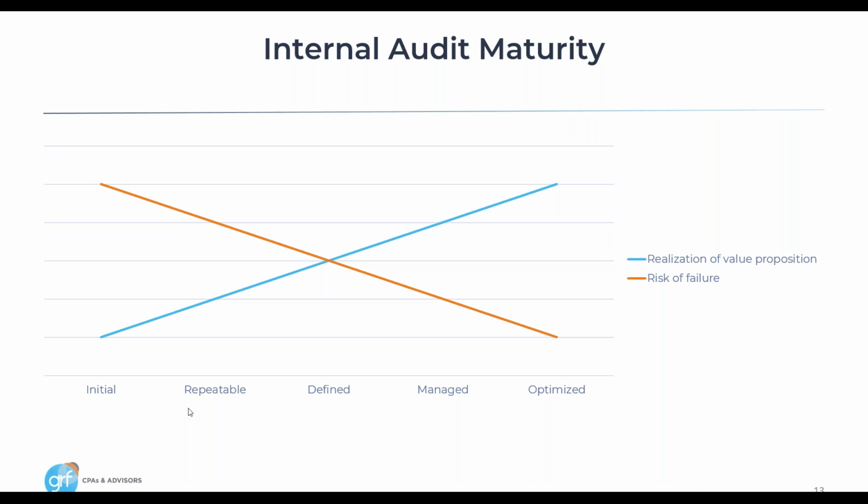So optimized is the goal. I haven't seen a lot of internal audit functions that reach this level. But at this level, you have SMEs identified, so subject matter experts are identified and utilized within the audit department and the organization. Training is monitored, so you have people with certifications that need to keep their CPE up that are part of the group. So it's strictly monitored.